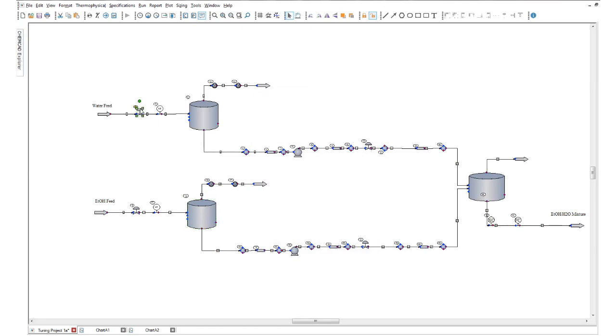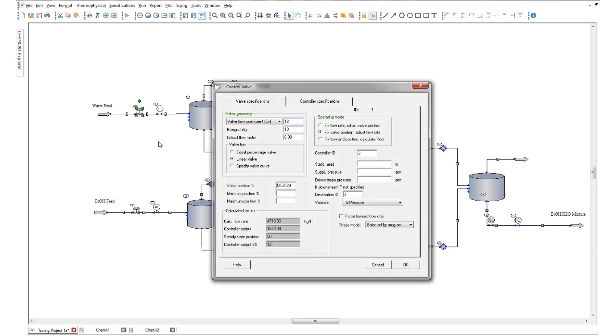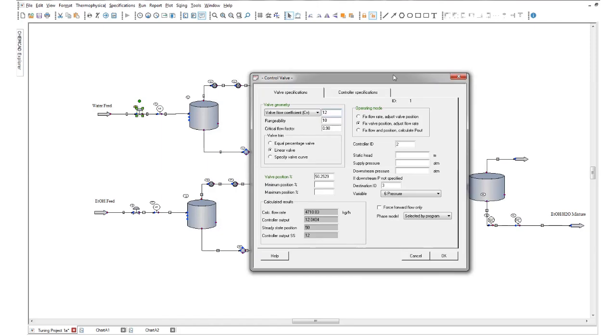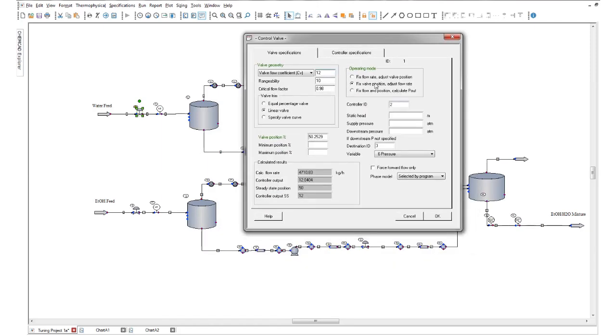The control valves are already pre-selected in terms of what the control valve coefficient is. And we're going to use a linear valve for the feed valve going into our tank. And in this case, we're going to fix the valve position and adjust the flow rate. Our current valve position is at 50%, and this is actually selected by the level controller that's just downstream.